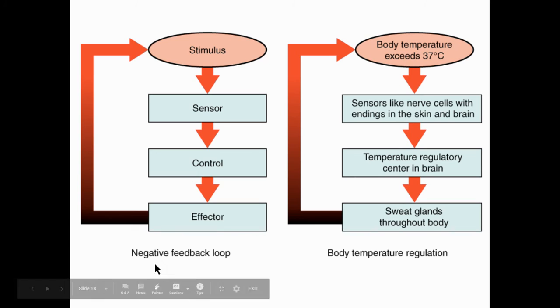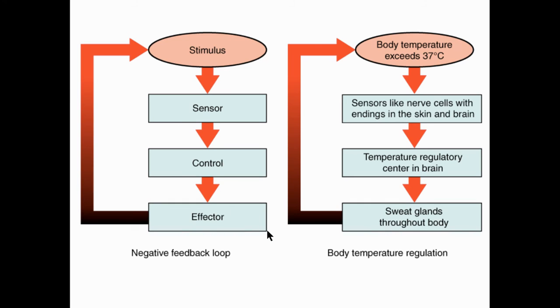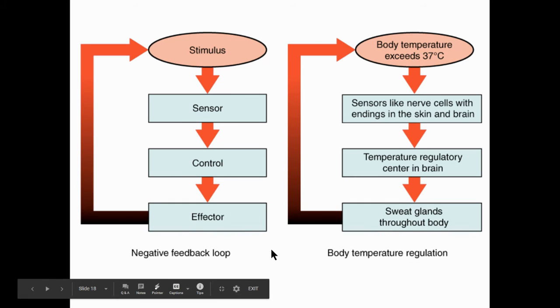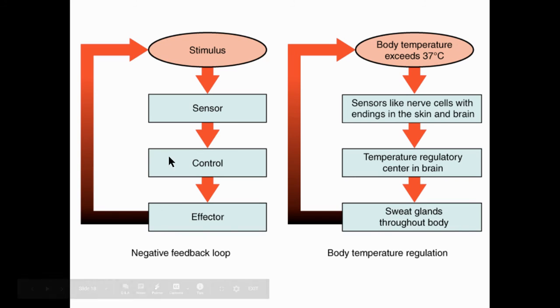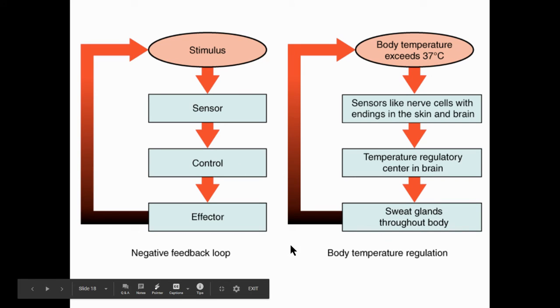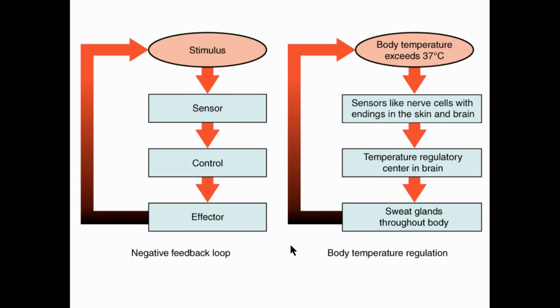So this is called a negative feedback loop. When you have too much of one thing, you're going to go the opposite way. So you're going to go to the negative. If you have a positive thing happening, then the negative is going to go the other way. Whatever you're having too much of, your control center is going to say, we need to do something to get it back down. We need to do the opposite of what the stimulus is.